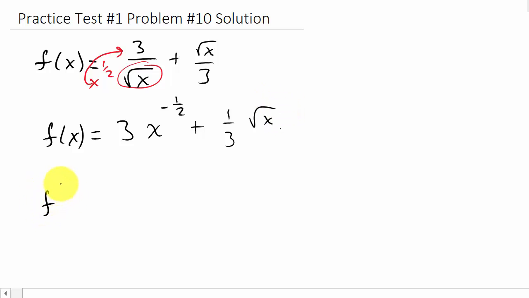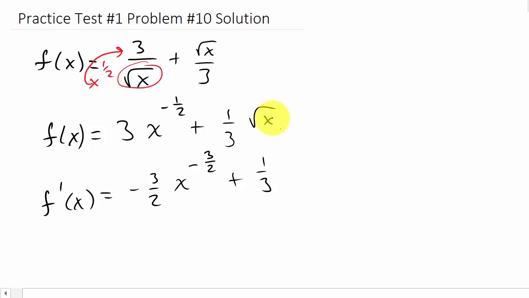Okay, so we have f prime of x is equal to, so the negative 1/2 comes down, so that's negative 3/2, negative 1/2 times 3, x, and then I subtract 1, so negative 1/2 minus 1 is negative 3/2, plus 1/3. Now let's take the derivative of this.